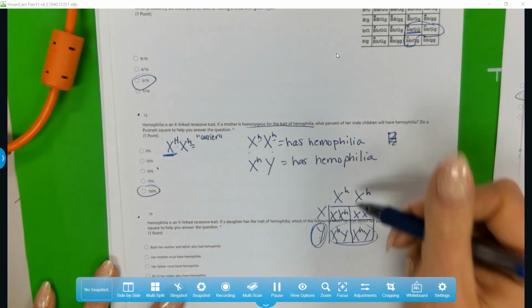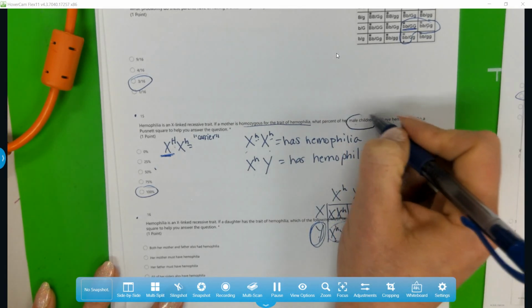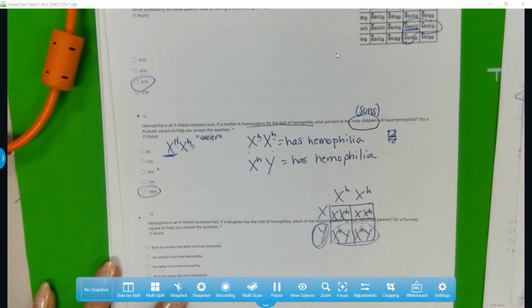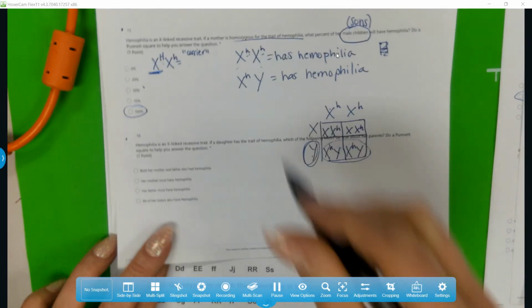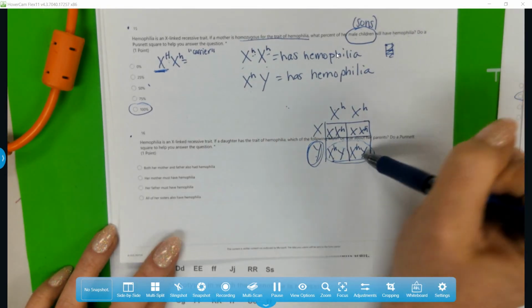Some of you did the 50% because you're thinking all her children. So I should have emphasized more strongly, maybe with capitals or by adding sons or something. But with sex-linked traits versus other Punnett squares, we often talk about percent of sons and percent of daughters.